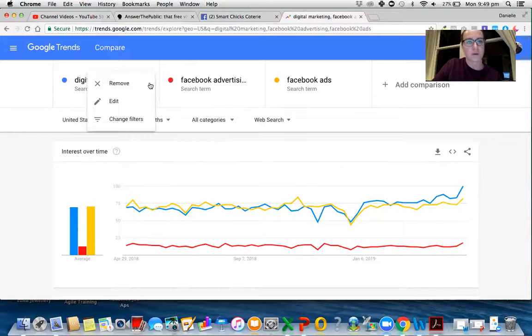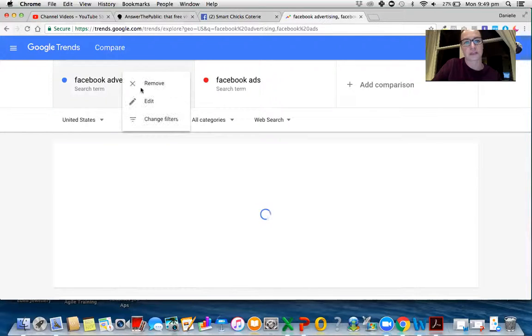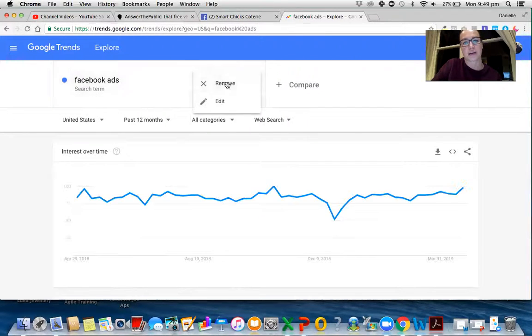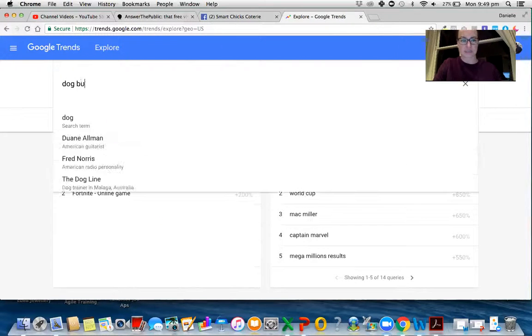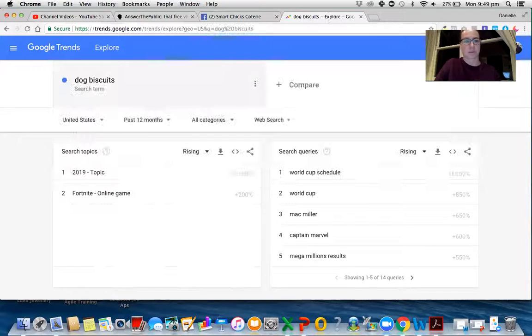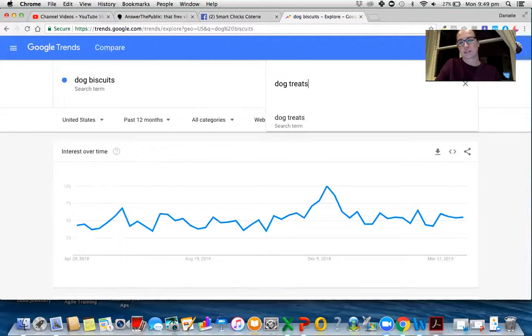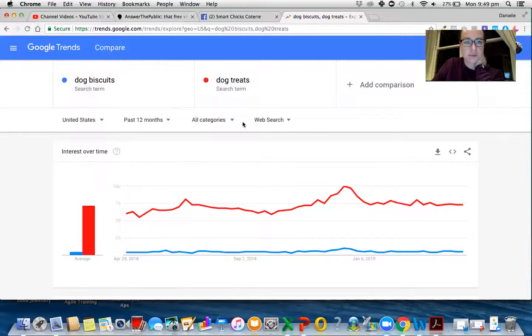Let's say we remove these for a minute, and let's say we had a business that was about, let's say, dog biscuits. So we could look for dog biscuits, and then compare it to, say, dog treats. And we're looking in the United States here, past 12 months, and you can see dog treats way higher, guys. Let's have a look at dog food.